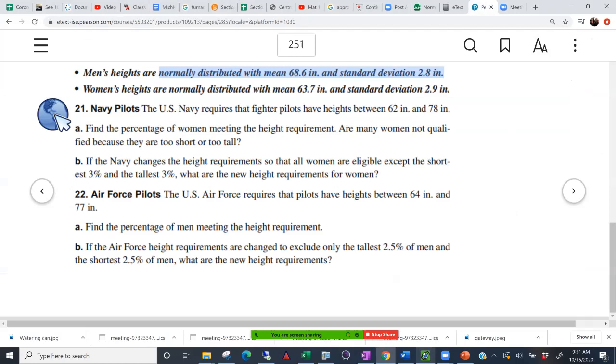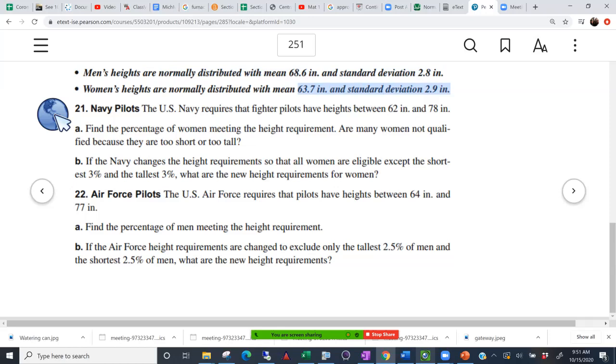Let's just jump up to problem number 21 then. We'll stick right here on this page and see what we can do for problem number 21. I'll give you a couple minutes to work on this on your own. Keep in mind that you're dealing with a different distribution. The distribution here has a mean of 63.7 and a standard deviation of 2.9. So that's the distribution you should be using.